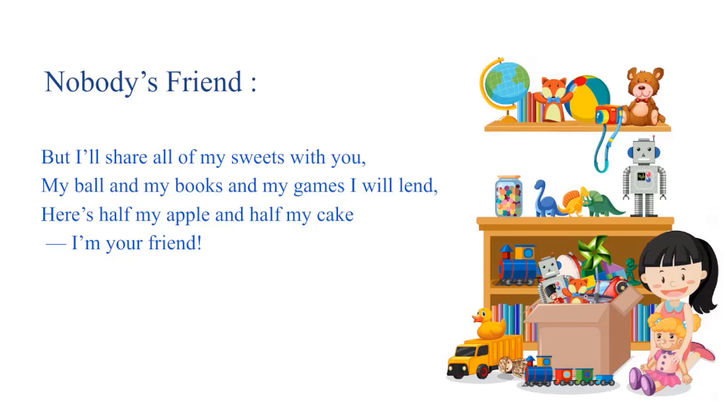Then in the last stanza, which is the third stanza, the poet describes a character who has sweets and she is also willing to share them with her friends. She has a ball to play with and some books that she is happy to lend to others. So this girl is a wonderful person and she is everybody's friend because she enjoys giving her things to others. She lends her things to others, and that's why she's everybody's friend.